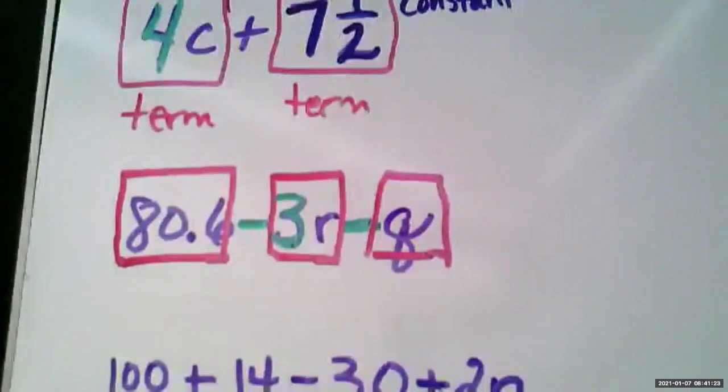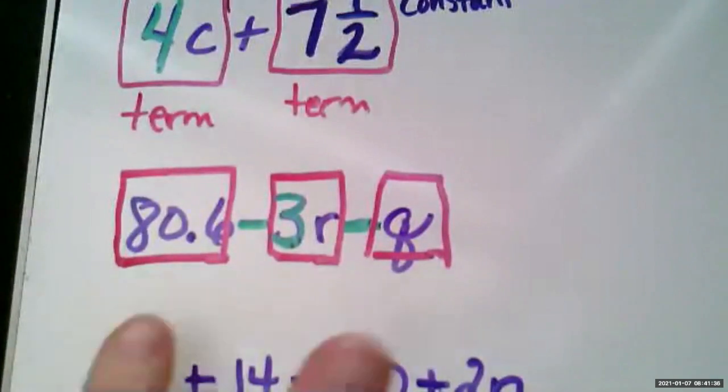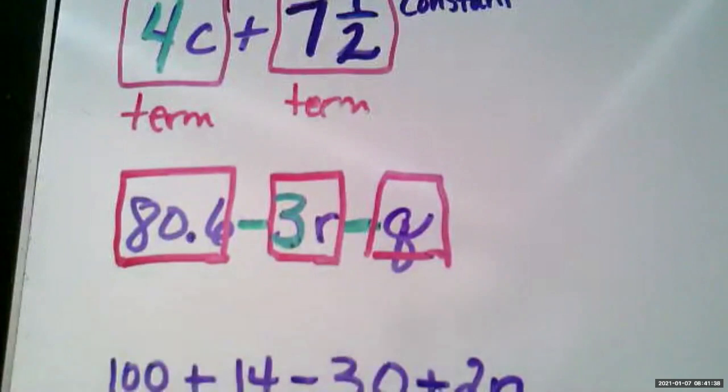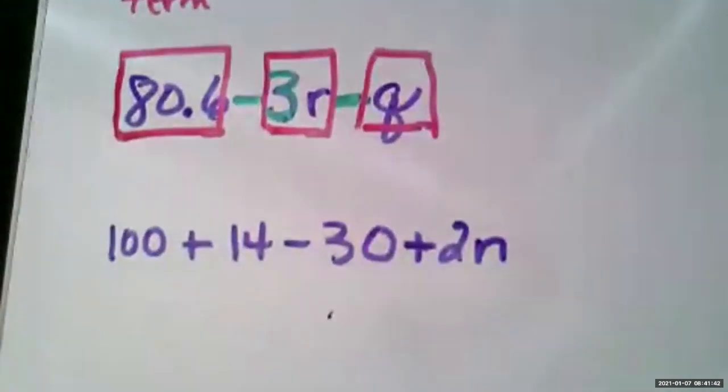And is there any constant in this problem? Any constants in this problem? Yes, the constant would be the 80.6. Just a constant number, doesn't change, always stays the same. It's constant, constantly 80.6. It doesn't change.